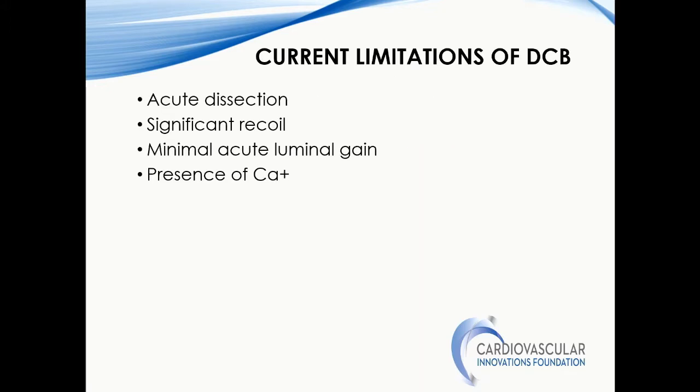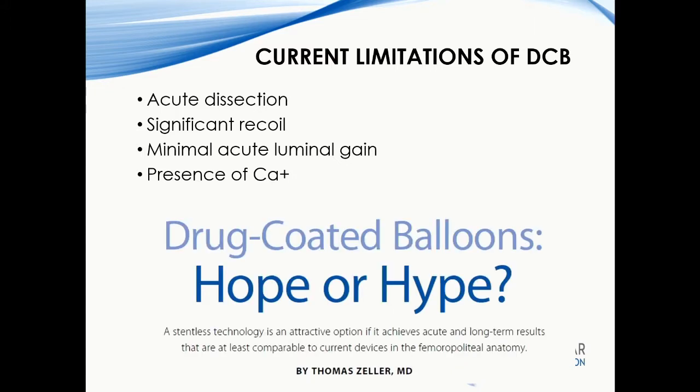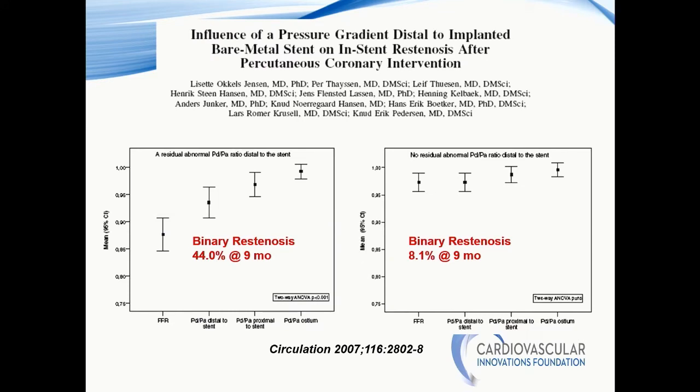But we know that DCBs also have limitations. So how do you balance that in this 30 centimeter, 40 centimeter artery? We have dissection, recoil, there is significant calcification, and the question is, as Thomas Zeller puts it, is this hope or hype? I think there's been some hope since he published this editorial, but also there are challenges.